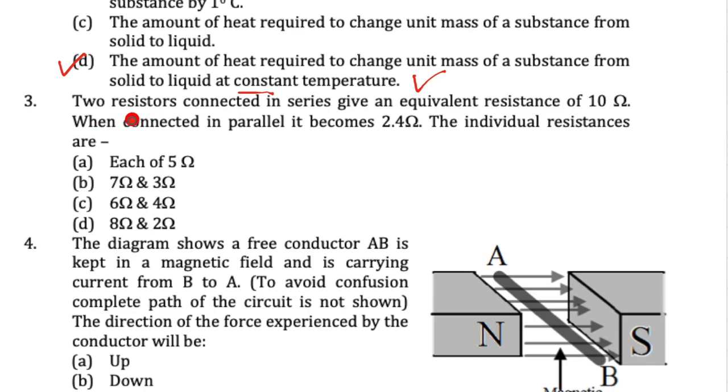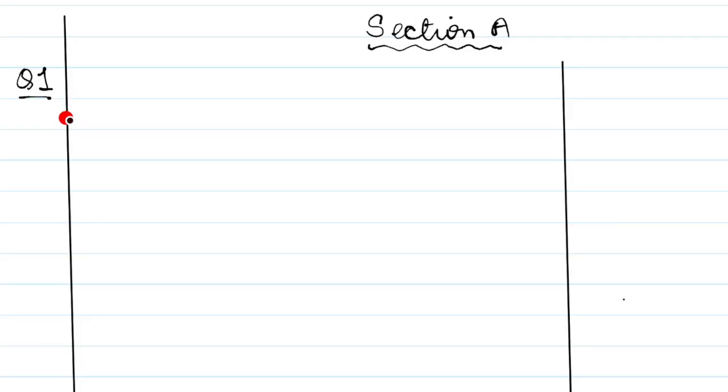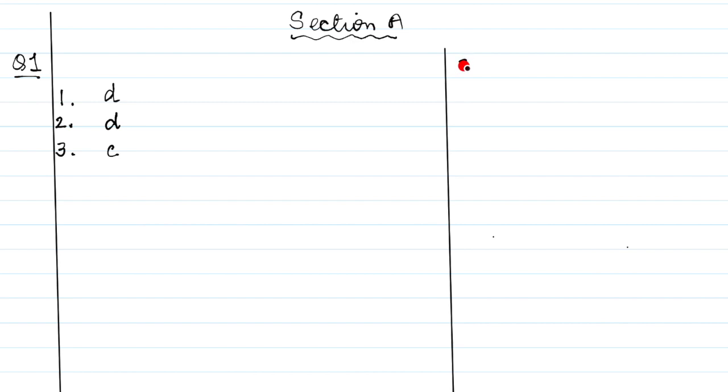Let us come to the third one. Two resistors connected in series to give an equivalent resistance of 10 ohm. When connected in parallel, they become 2.4 ohms. And the individual resistances will be, now I know this is 6 and 4, but let us see how we write it. Okay, so here we have the first answer was D. Second answer also is D. Third answer. So let us look at our third answer.